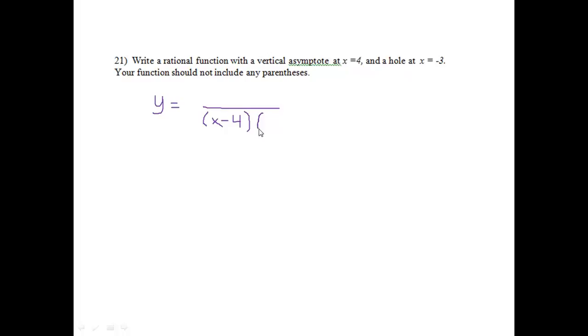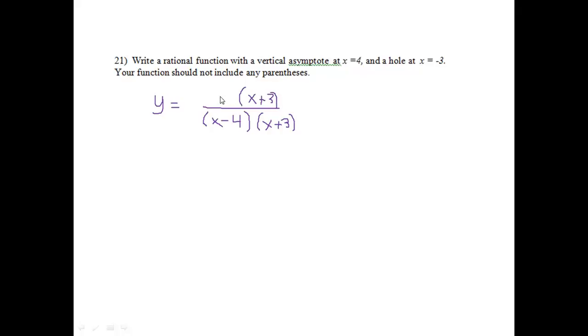Since there's a hole at x equals -3, again, there is going to be a discontinuity. So if I put x plus 3 in the denominator, if I were to plug x equals -3 into the denominator, I would get 0, which makes it a discontinuity. Since I want it to be a hole, it needs to be a removable discontinuity. So if I put an x plus 3 in the numerator as well, the x plus 3's would cancel, creating the hole.